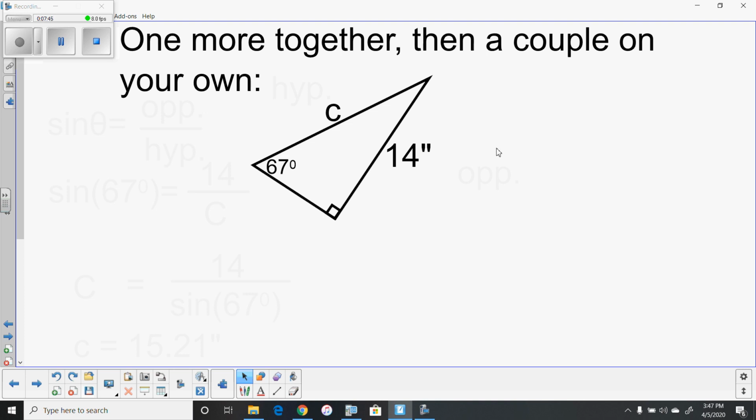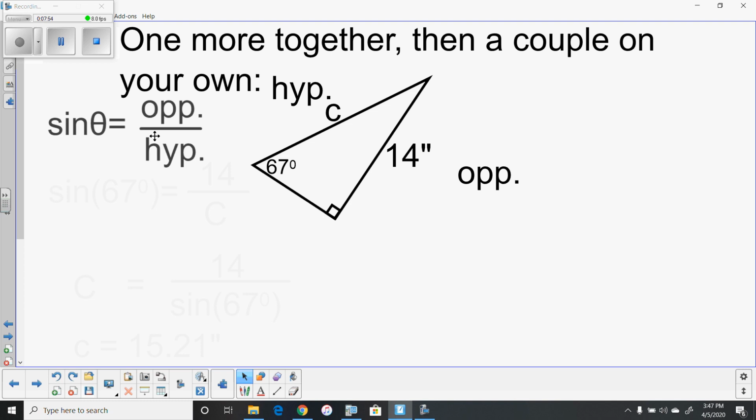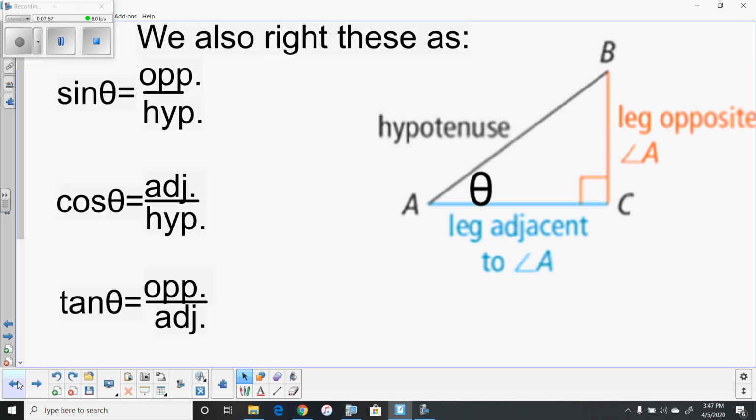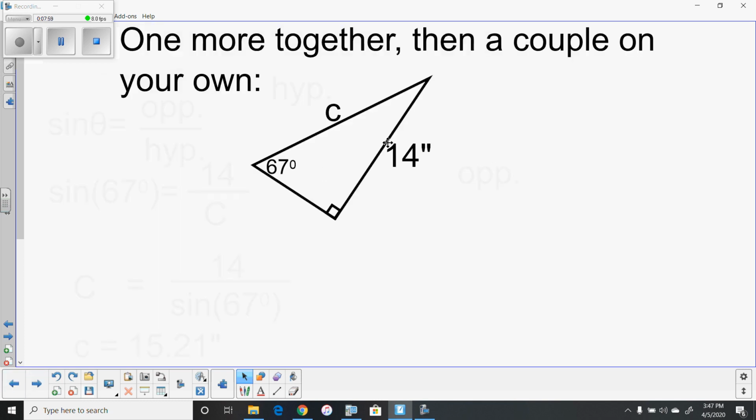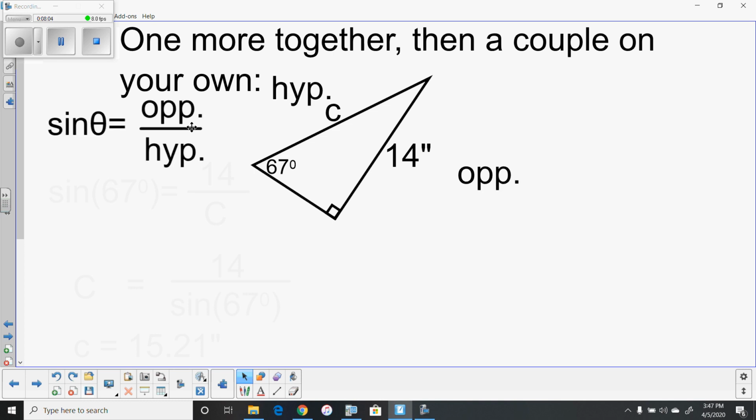Okay, so again, we're going to label our sides. 14 is the opposite. The hypotenuse is C. Which one uses opposite and hypotenuse? That would be sine. Okay, and you can see that in this diagram. Sine uses opposite and hypotenuse. So I start by just writing that sine of theta equals the opposite over hypotenuse, and then plug in what you know or what you need to find. Theta is 67 degrees, the opposite is 14, the hypotenuse is C.